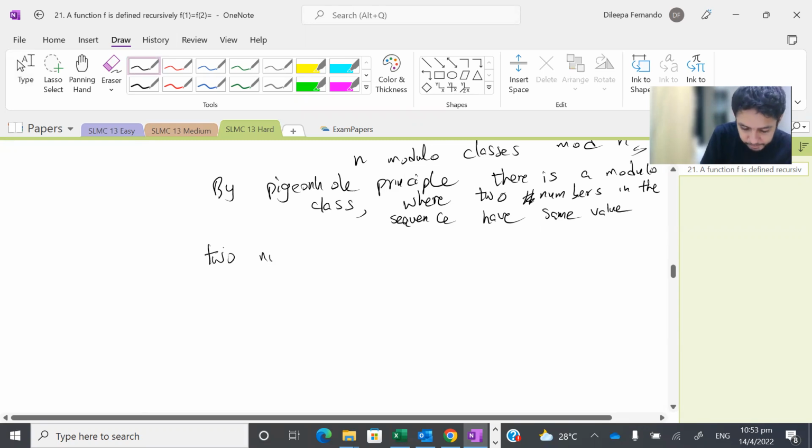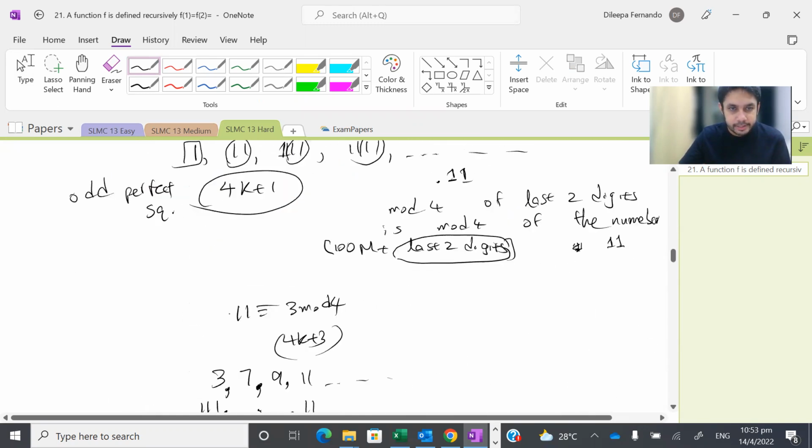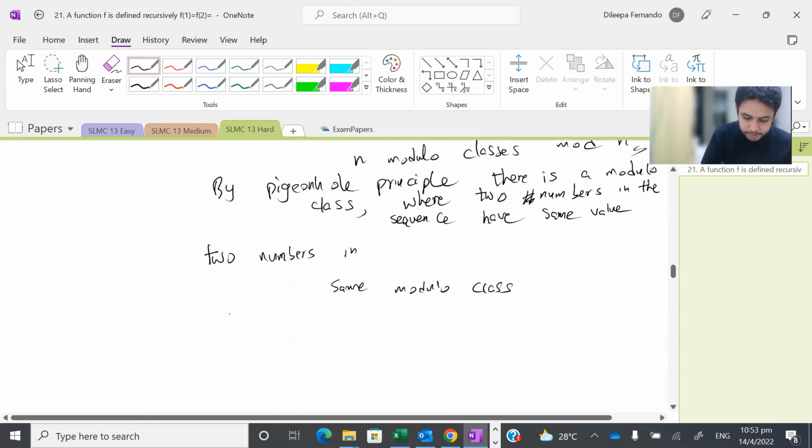Two numbers in the same modulo class. So let's say what is the sequence A? Let's say the sequence is AN. So we have AN1 equals M mod N, and AN2 also M mod N.